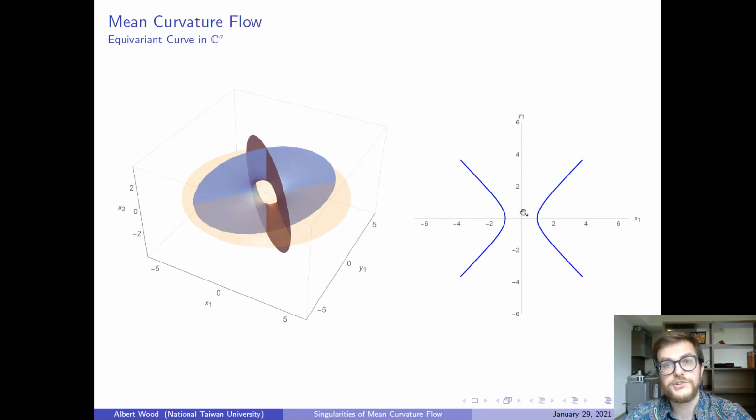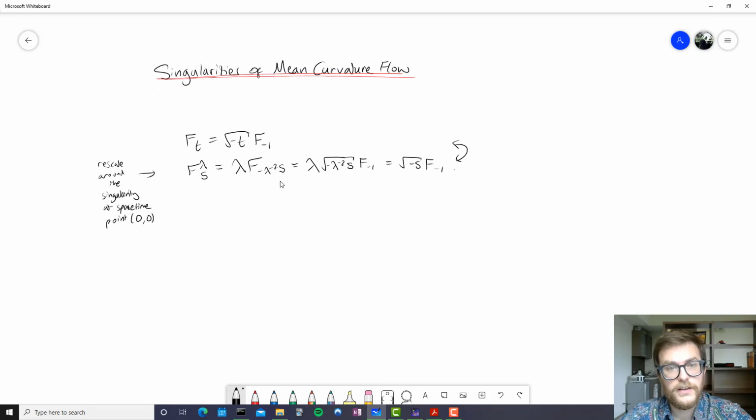So one important thing to mention about the parabolic rescalings is that they leave self-shrinkers constant. They preserve self-shrinkers. So this is easily seen by the equation for a self-shrinker. F_t equals root of minus t times f at time minus 1. So if we rescale now around the singularity, which is at space-time point origin 0, the equation is f^lambda at time s is equal to lambda times f at time minus lambda to the minus 2 s. This is the original flow, this is the rescaled flow. This is just how they're related.